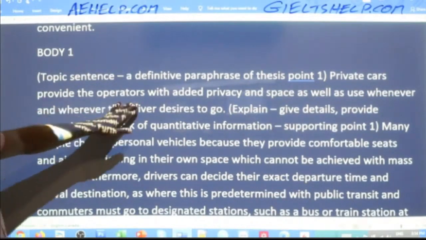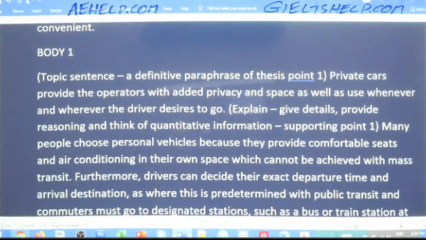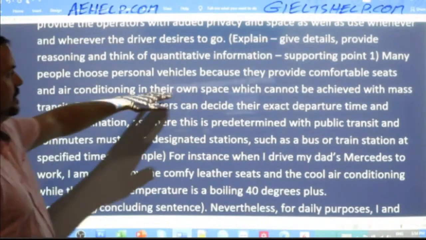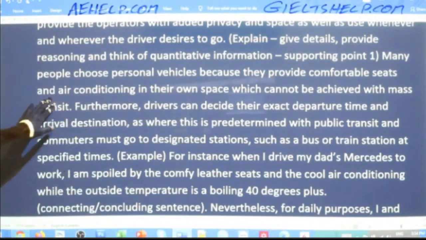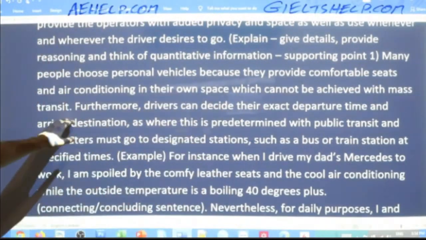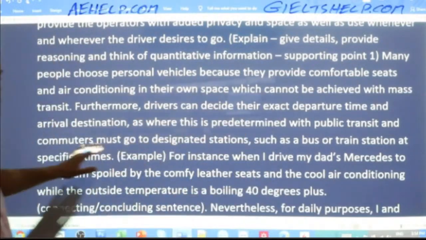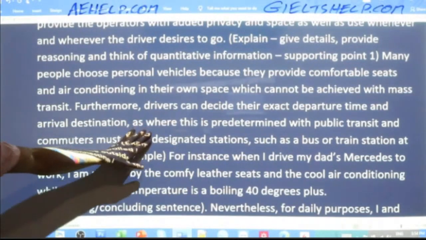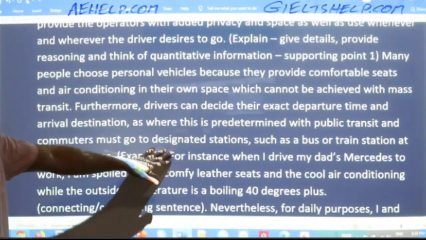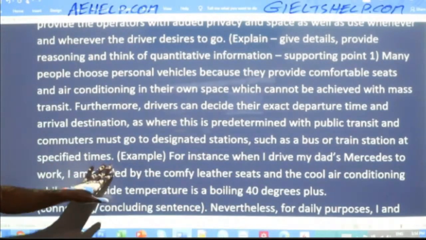Private cars provide operators with added privacy and space, as well as use whenever and wherever the driver desires to go. Many people choose personal vehicles because they provide comfortable seats and air conditioning in their own space, which cannot be achieved with mass transit. Furthermore, drivers can decide their exact departure time and arrival destination, whereas this is predetermined with public transit, and commuters must go to designated stations, such as a bus or train station, at specified times.